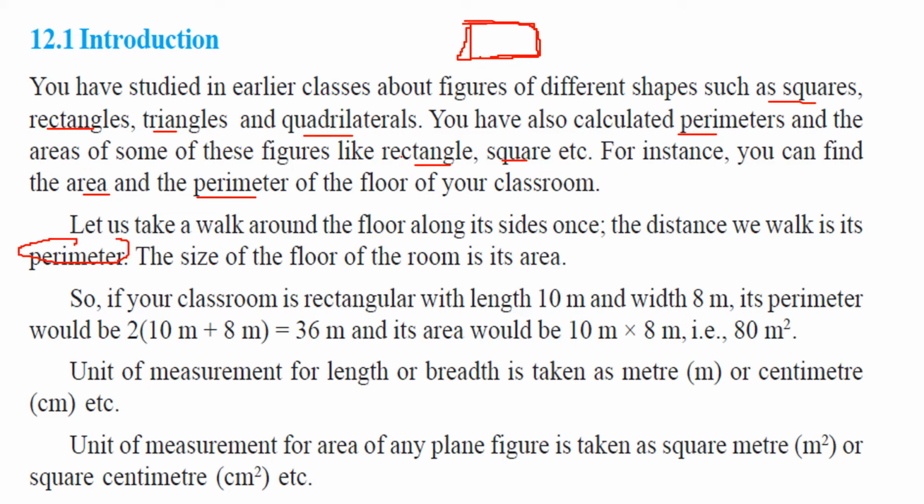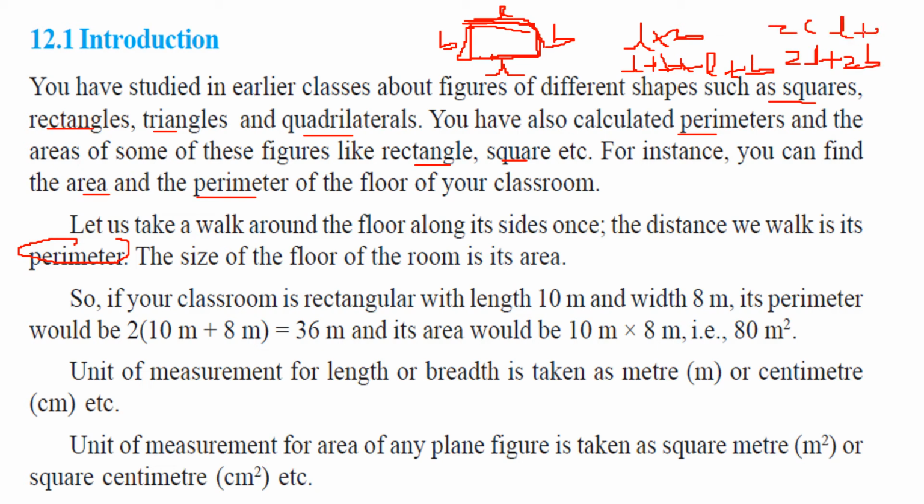And what is the size of the floor? If this is the length and this is the breadth, it is length into breadth. For the perimeter, this is L plus B, then again L, then again B. So L plus B plus L plus B is 2L plus 2B, that is 2 times (L plus B), and that is your perimeter, and L into B is your area.